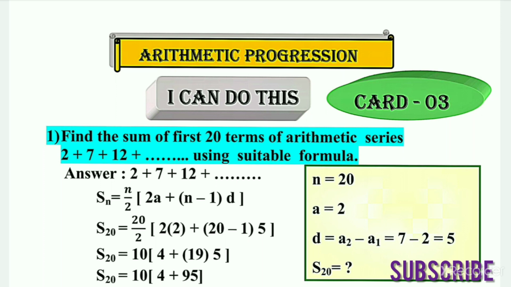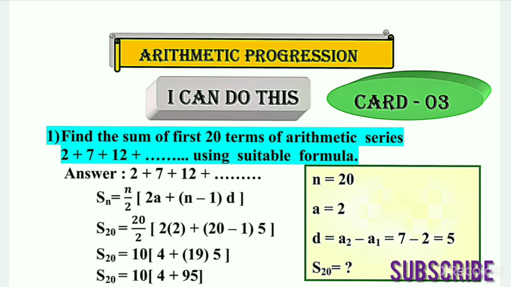In that, see, they have given the number series also, 2 + 7 + 12. In that, the first number we have to consider is the a value. We can name them a1, a2, a3. So the first value a1 = a, so a = 2 will come. Next, how to find the d value? The formula is d = a2 - a1. We substitute 7 - 2, and you will get the answer 5.